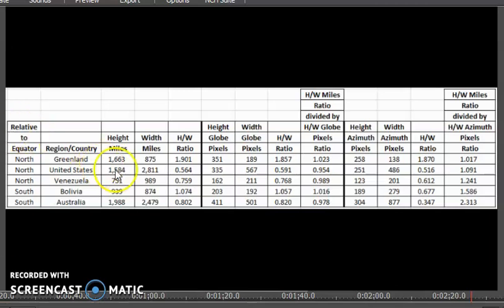And here's what I found. So here's the height in miles of Greenland. So for instance, Greenland. Height in miles, width in miles. Height divided by width is 1.9. Height on the globe in pixels, width in pixels, height divided by width is 1.857. So this number divided by this number is about 1. And I did that for every country. So what this is saying is that the globe proportions are about correct. So this is most likely human error and all that.